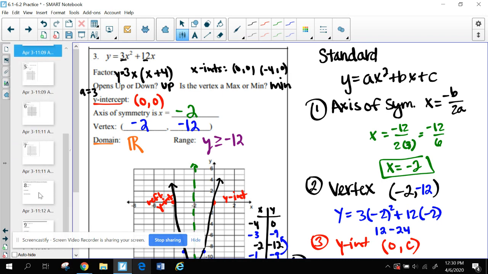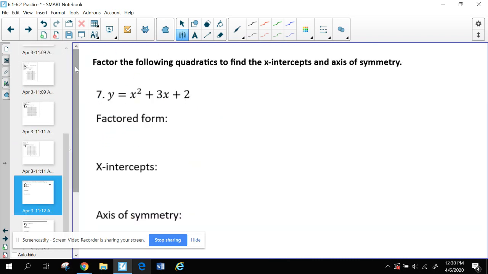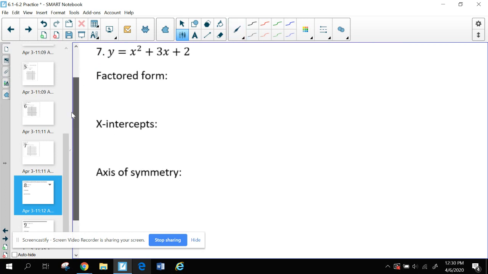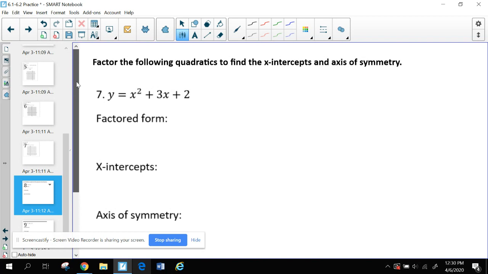The last thing, I'm just going to go through an example with you on the bottom of the back of the page. It gives you a standard form. It wants us to put it in factored form, find the x-intercepts and the axis of symmetry. So the first thing we want to check for is a greatest common factor for factoring. There is none. So next we'll go to our x puzzle.